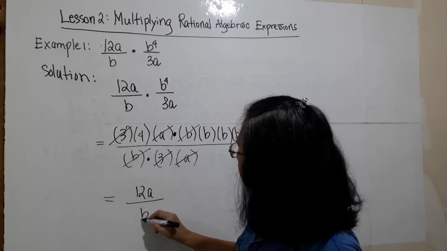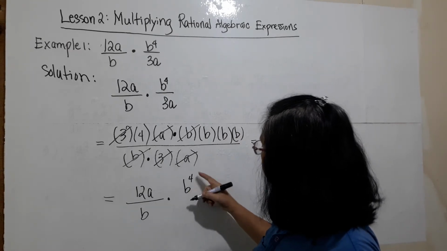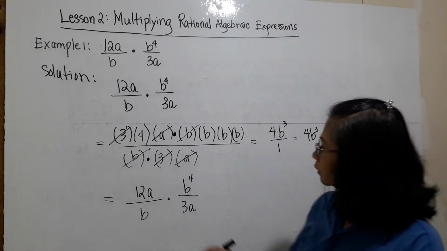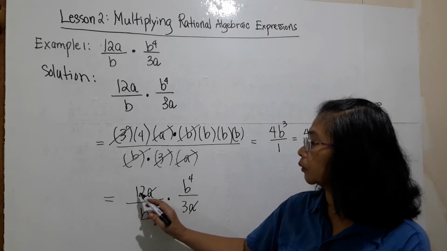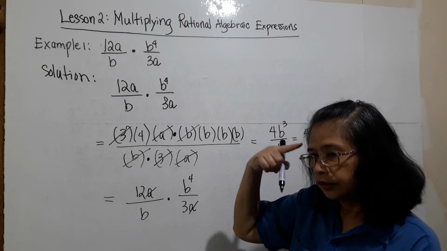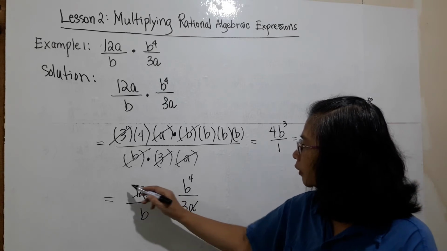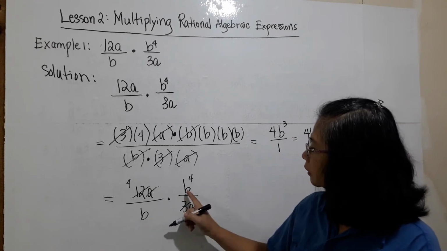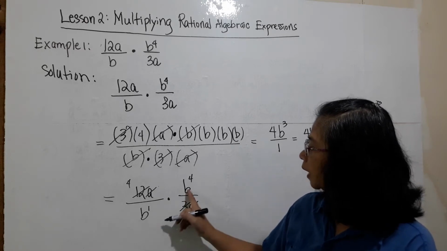We have 12a over b times 4b to the 4th over 3a. So this is the shortcut. It's obvious we can cancel a here. There is a common factor between 12 and 3, which is 3. Use 3 to divide the terms. So 12 divided by 3 is 4. 3 divided by 3 is 1. In here, the exponent is 1. So both of them are b's.